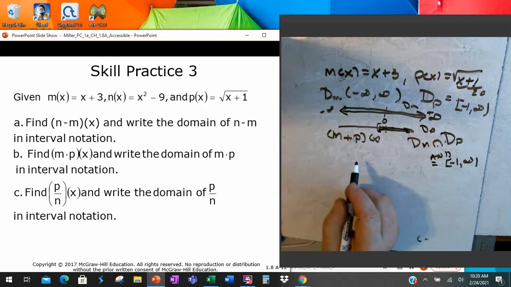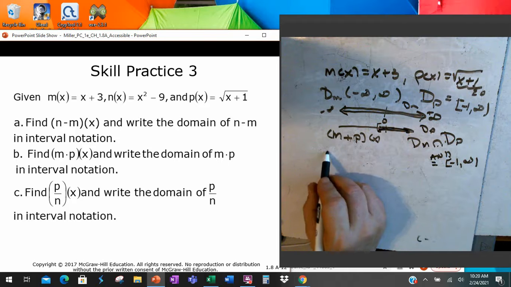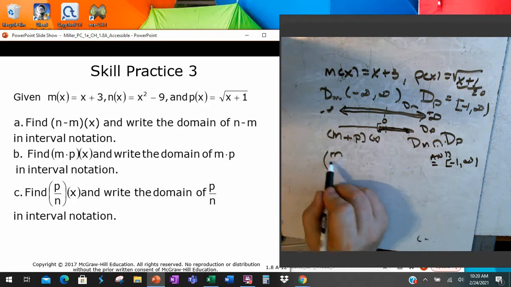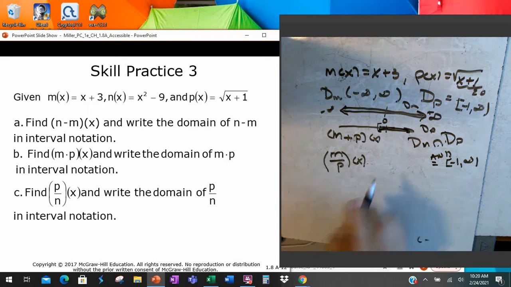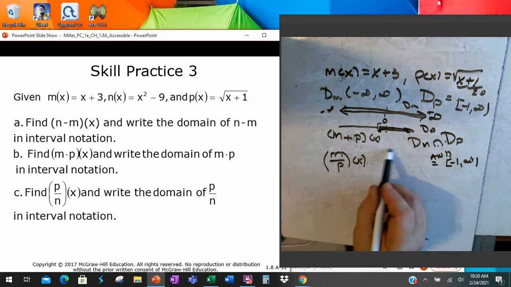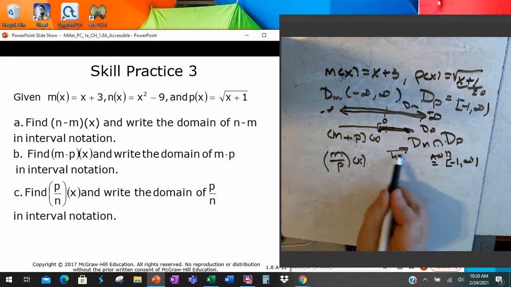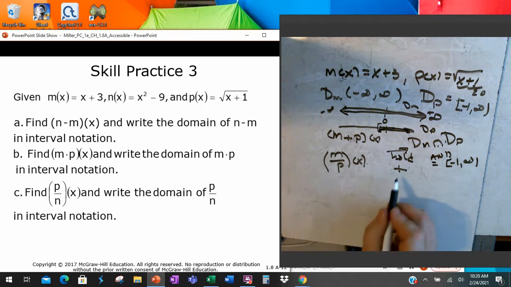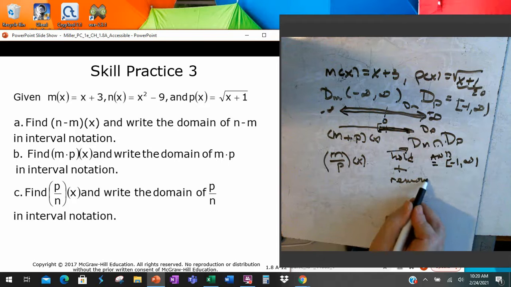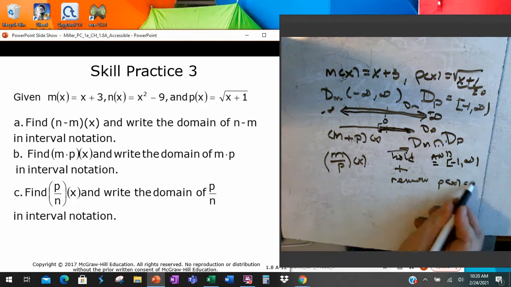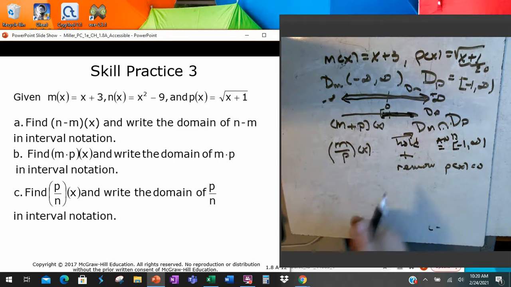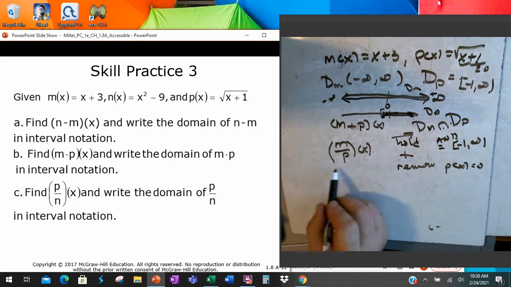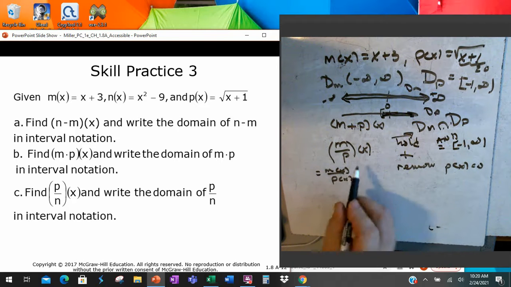If I did the domain, so if I form this function, m over p of x, I've got to take the additional condition, so this has to hold, plus remove p of x equal to 0, because I'm doing that division. So this is just m of x divided by p of x, and you kind of see this as we go.